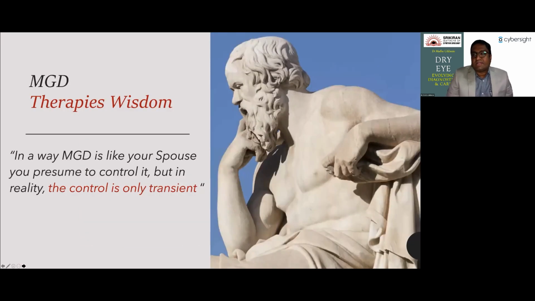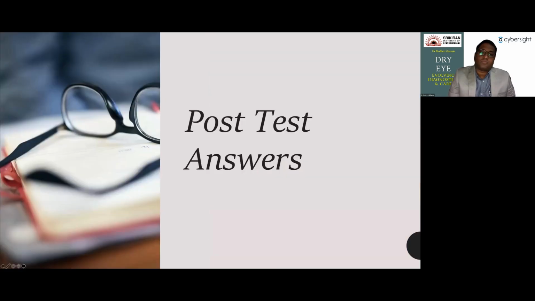All said and done, in a lighter vein, what we have learned from this MGD therapy is, in a way, MGD is like your spouse. You presume to control it, but in reality, the control is only transient. As all of you remember from the initial slides, I told you MGD is still a non-modifiable risk factor. Whatever you do is going to last only for 6 months or 1 year. You need to repeat these treatments and then plan the next treatments accordingly. So now let us go to the post-test answers, as we have finished our session.